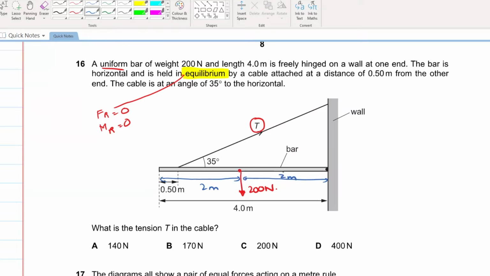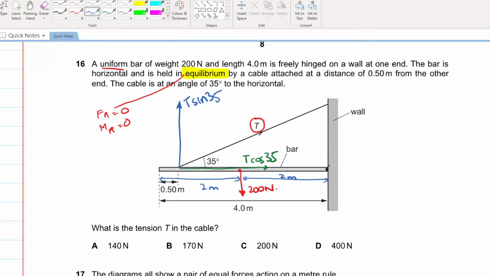Perfect. Now, you have a tension force here as well. You can divide this tension force into two components. One will be acting vertically, that is T sine 30, and one will be acting horizontally like this, T cosine 35. This angle is 35, not 30, my bad.